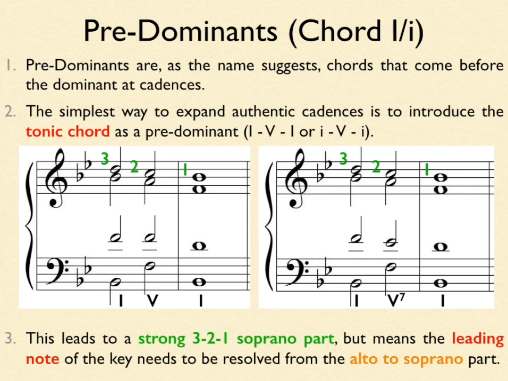You can see that it gives that 3-2-1 motion in the soprano line. Da da dum. But it means the leading note of the key needs to be resolved from the alto to the soprano part. So remember, leading notes need to rise. Well, here you can see that the leading note is not rising. The alto is not rising up to that B flat. It's actually falling down to an F. This is one of the few exceptions to the rule that leading notes need to rise.